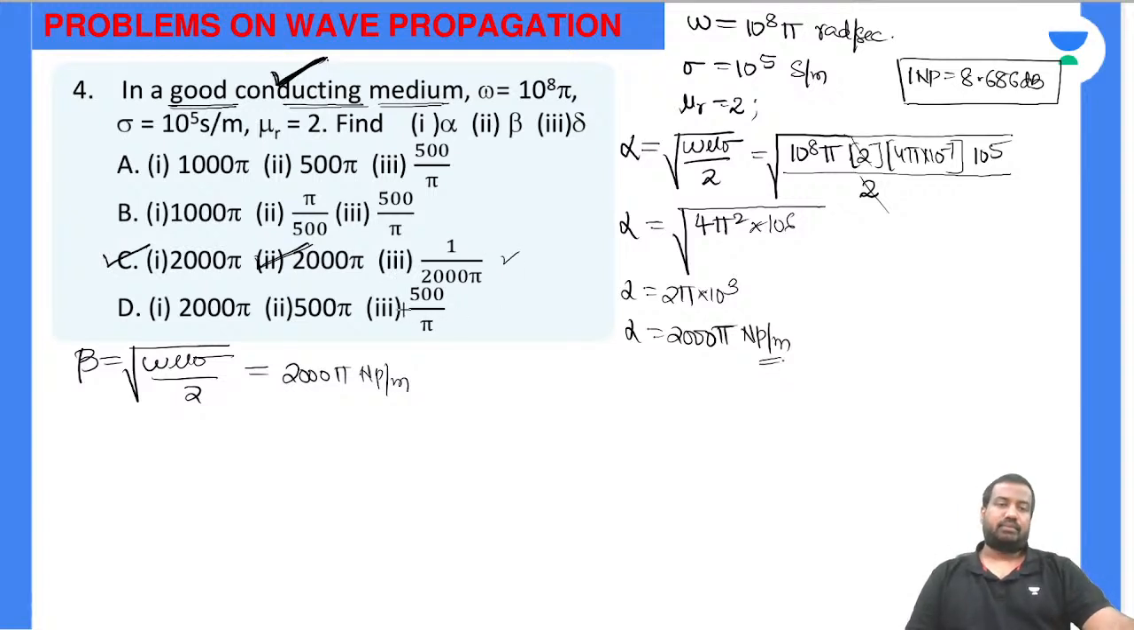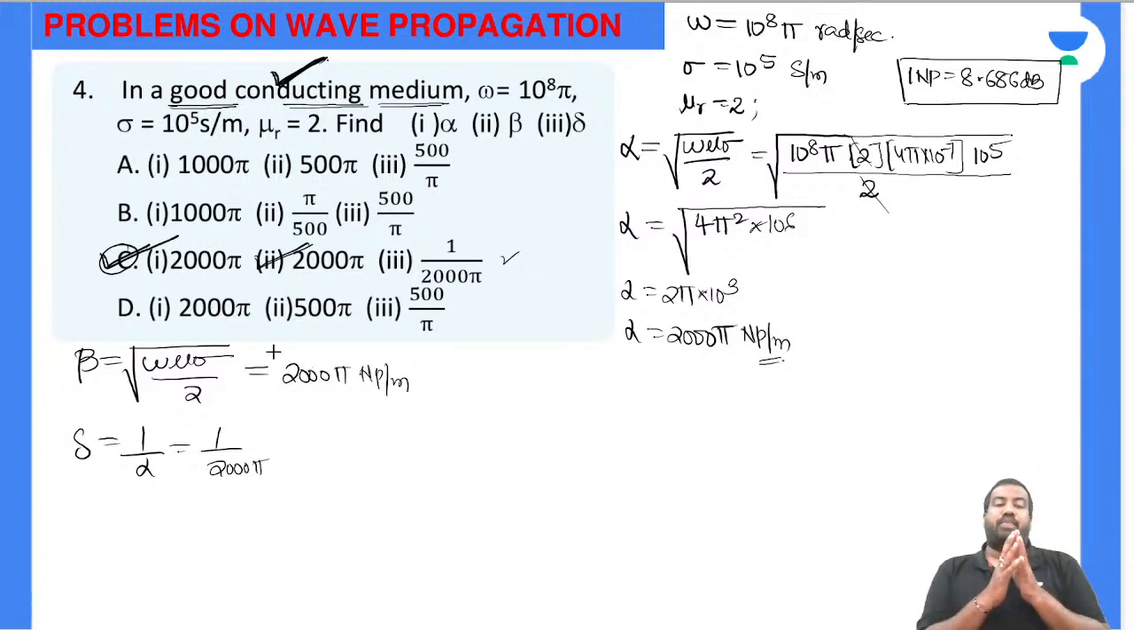Last one. What is the last one? Delta. Delta is 1 by alpha, 1 by 2000 pi. So option C is the answer. It took me at least 1.5 or 2 minutes to solve this problem.